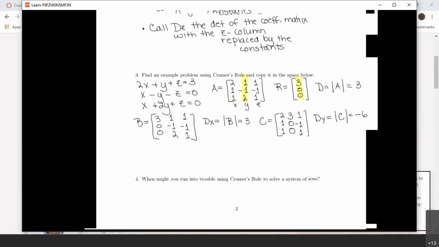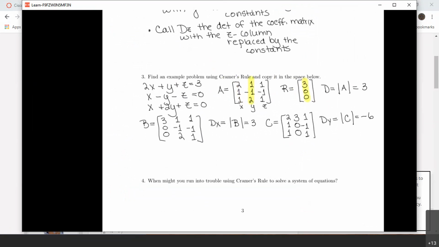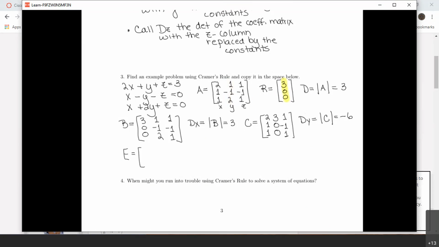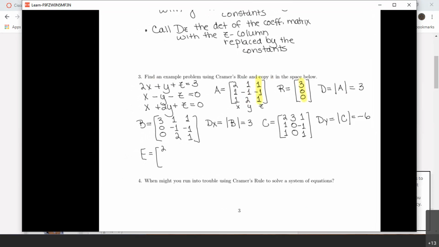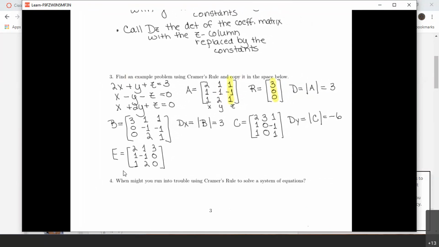Okay. And the last thing I need to do is to find the Z ones. Again, I'm not going to use D, I've already used D for something. So E is going to be the coefficient matrix, but with the last Z column replaced. So I'm going to copy the first two, and then replace the last column with my constants. Okay, and you can see in every case I've replaced one of the columns with the constants. So now I want D sub Z, which is going to be the determinant of this matrix.